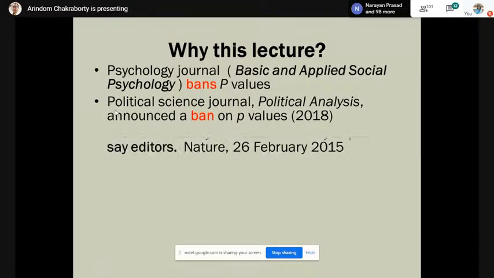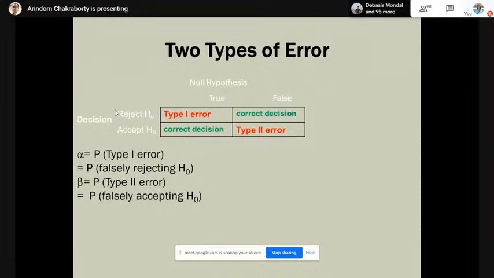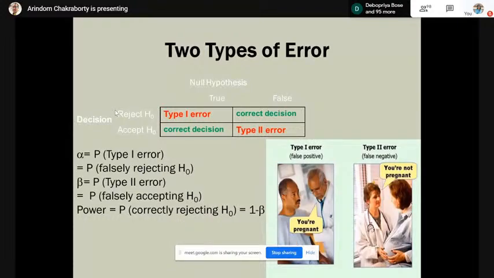In the meantime, after the banning of the p-value concept, in 2015 they said that beta, the probability of type 2 error, should be as small as possible. And the power is 1 minus beta. Look at this picture. For people who work in the biology area, they are quite familiar with false positive and false negative. I think this is the perfect example of false positive and false negative. You can see the first one is the type 1 error and the second one is the type 2 error.